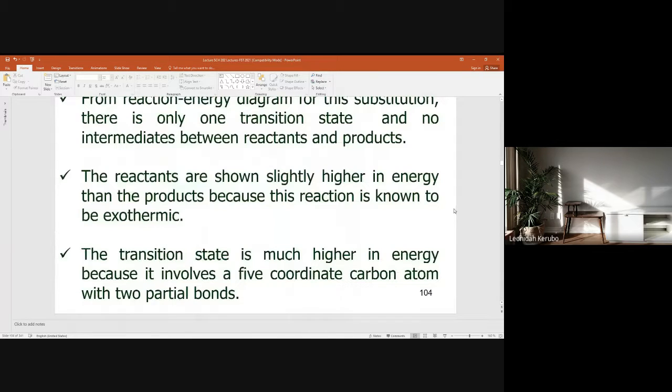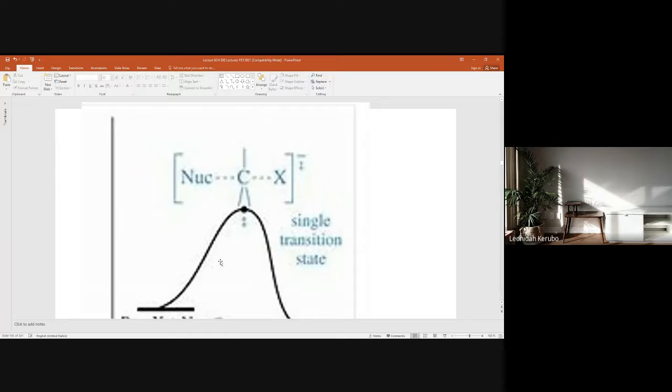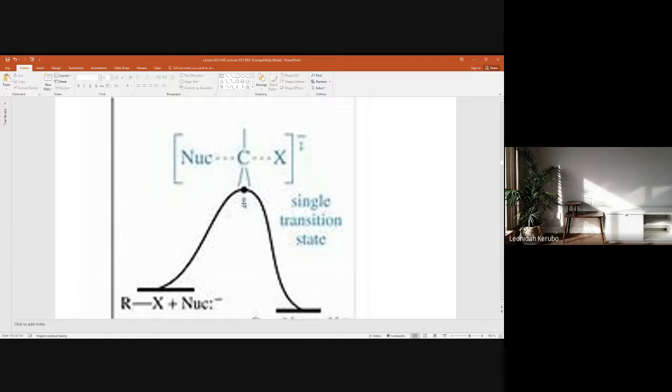Sorry. So the transition state is much higher in energy because it involves a 5-coordinate carbon atom with 2 partial bonds. You've seen that in the energy diagrams. This bond is trying to form, and this one is also trying to break. So it's like 5 covalent bonds almost, though these ones are not complete, so it is very unstable. So these are the reactants.